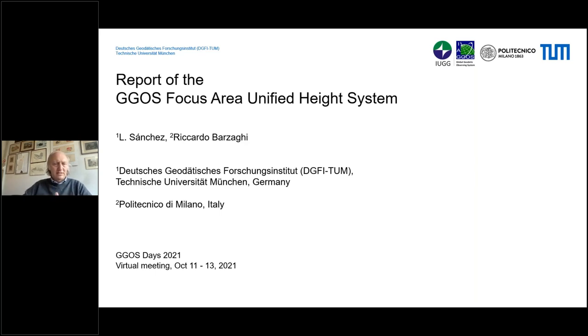Well, Laura sent me this presentation, and this is about the GGOS focus area on, as you can see here, unified height system. And I will try to show, according to what she prepared, the status of this focus area. Next, please.